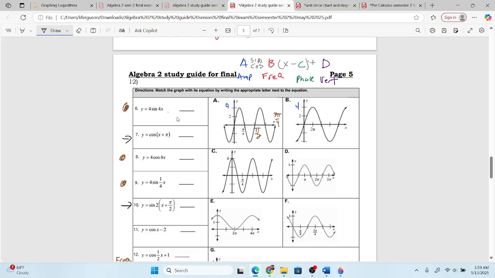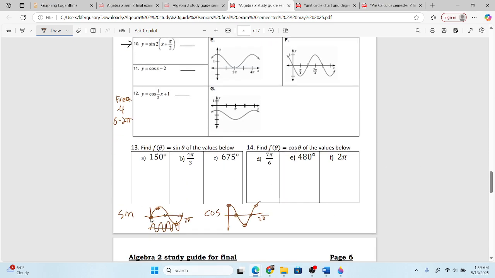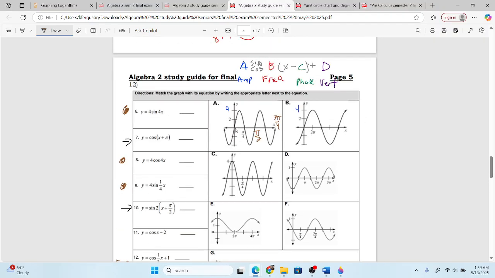So then the last thing is, what did we just say that the graph of sine looks like. It starts at the midline, hits the high point, goes back to the midline, hits the low point, goes back to the midline. Right here, starts at the midline, hits the high point, goes back to the midline, hits the low point, midline. So that will be A, sine. And then cosine starts at the high point, hits the midline, goes to the low point, back to the midline, high point. So that'd be C.